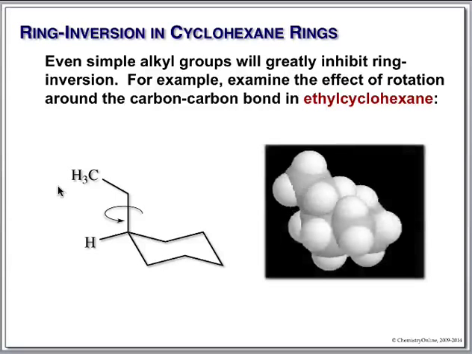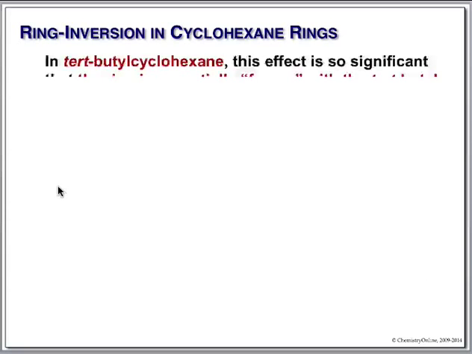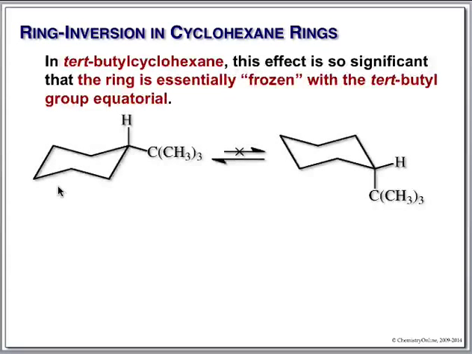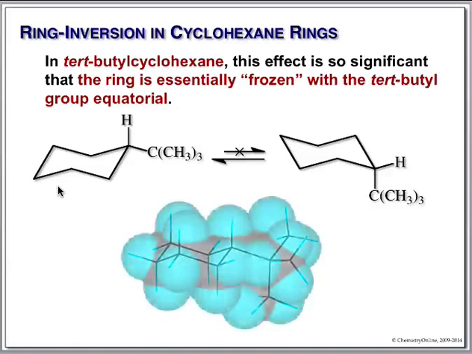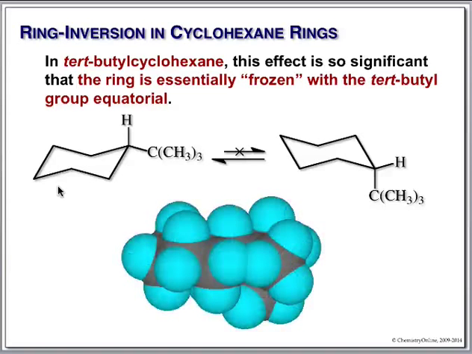The ultimate in all of this is the tert-butyl group. If we have a tert-butyl, that's a carbon with three methyls attached, this equilibrium is so unfavorable that this ring is frozen in this position. Again, the rule: if it's a tert-butyl group, it must be equatorial. Period. Think about it. Here's our little tiny ring here. Here's our big honking tert-butyl group. If you tried to push this down here, it would just totally occupy all of this space. This is the space-filling version of that. Again, this is a huge basketball. You just cannot push it axial.